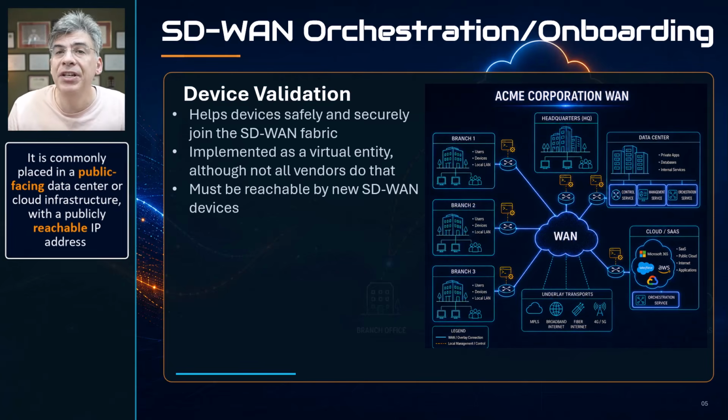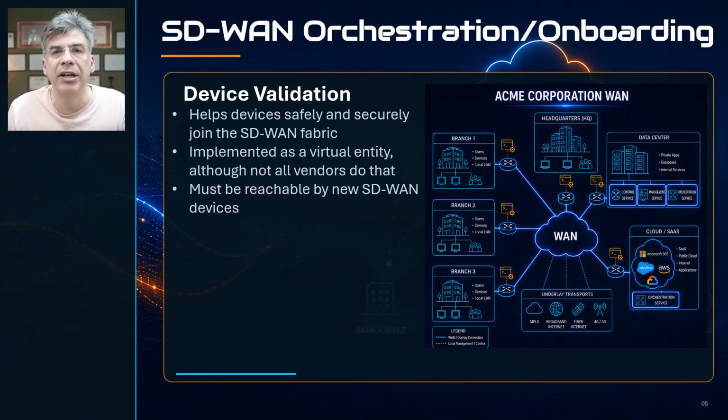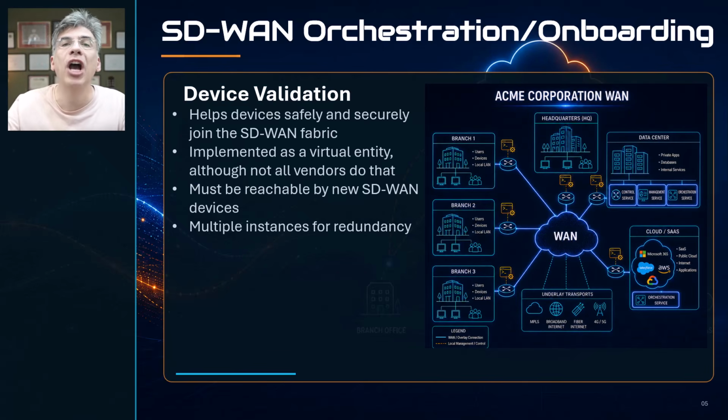Now, although we often describe it as a single orchestrator, a production deployment will often include multiple instances for redundancy and scalability. These instances are usually deployed across separate data centers, cloud regions, or availability zones so that devices can still join the SD-WAN fabric if one instance or location becomes unavailable. In our case here, we have one orchestrator in the enterprise data center and one deployed on the cloud.